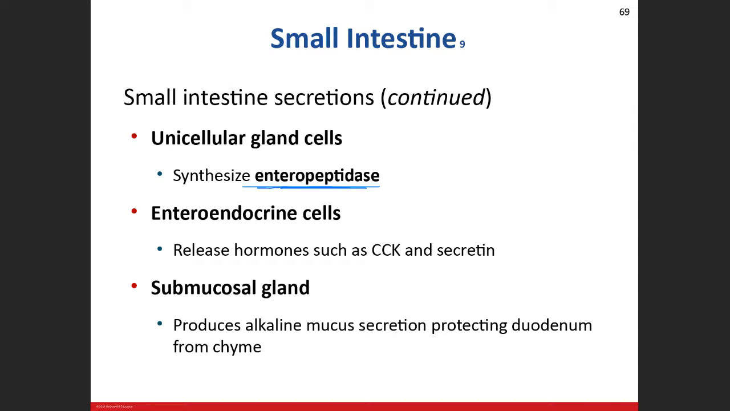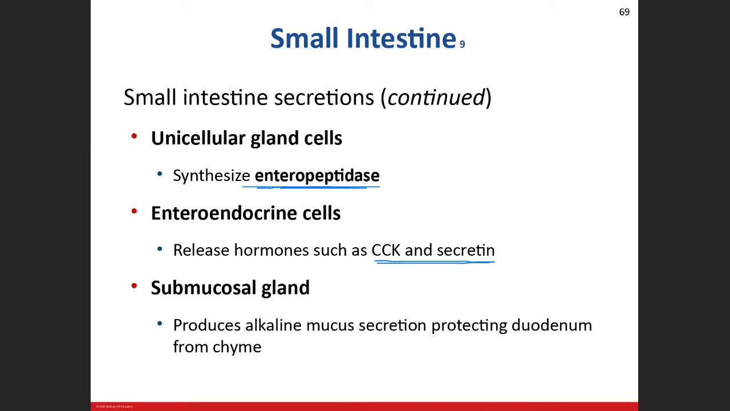The enteroendocrine cells, these are the ones that are going to produce two of our hormones that play a major role in regulation of, one, the motility of the small intestine, but also the motility of the stomach and the secretions of the stomach. We saw that CCK and the secretin there will have almost like a negative feedback characteristic on the secretions of the stomach and the motility of the stomach.